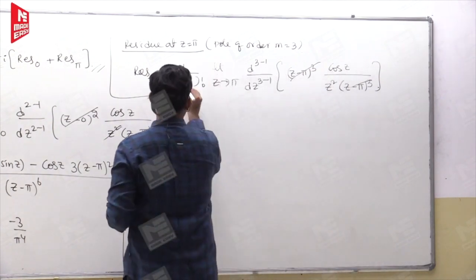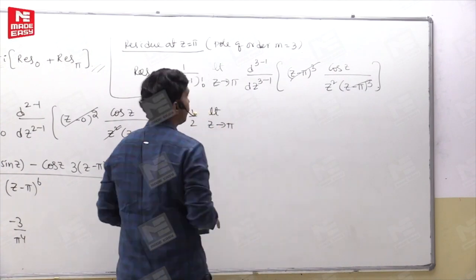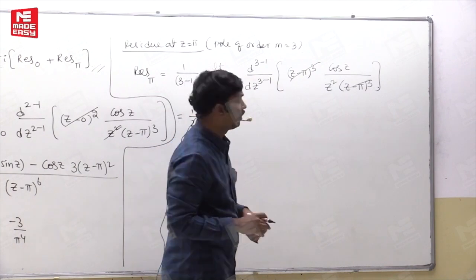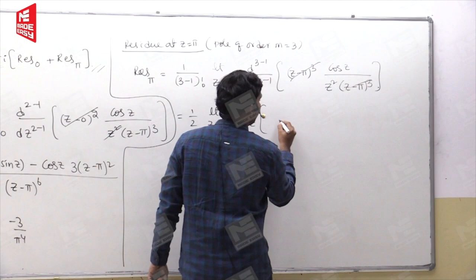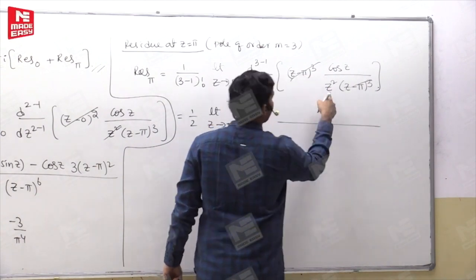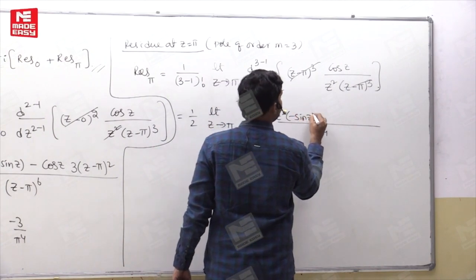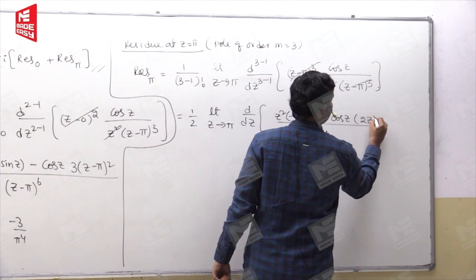And now it is 1 by 2 limit z tends to pi, right? Now it is a two times differentiation of cos z by z square here. So one time differentiation will be what? Let me write the one time differentiation. It is z power 4, and it is z square into minus sin z, and minus cos z into 2z here.